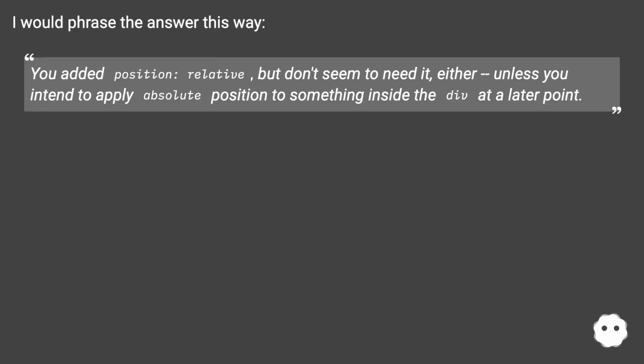I would phrase the answer this way. You added position: relative, but don't seem to need it, either, unless you intend to apply absolute position to something inside the div at a later point.